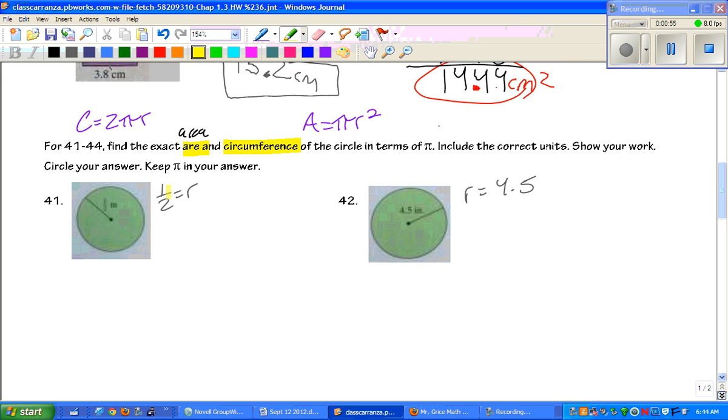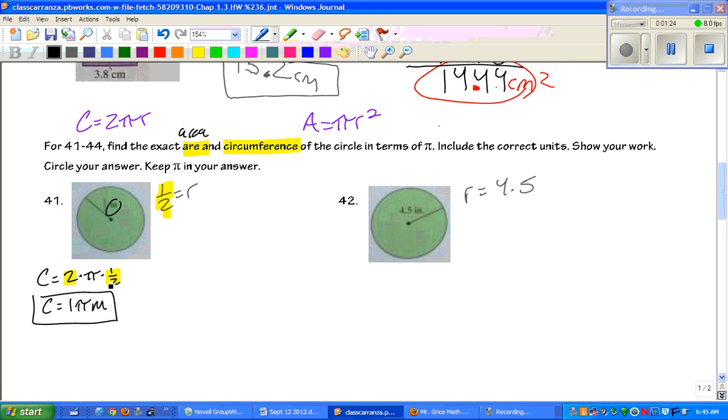So for our first one, the radius was 1/2. So circumference equals 2 times pi times 1/2. And we can multiply this straight out. 2 times 1/2. Half of 2 is 1. So we get 1 pi, and our label is meters.